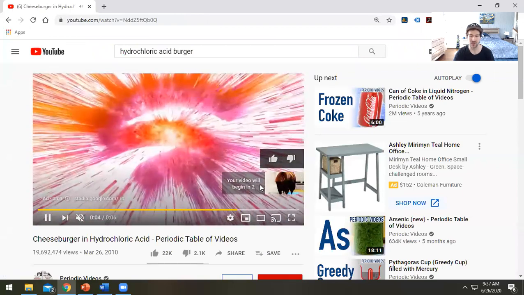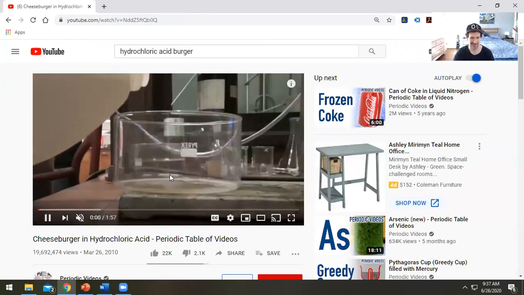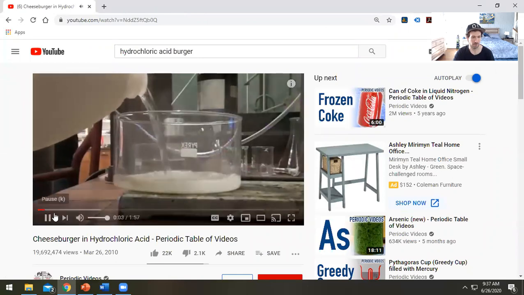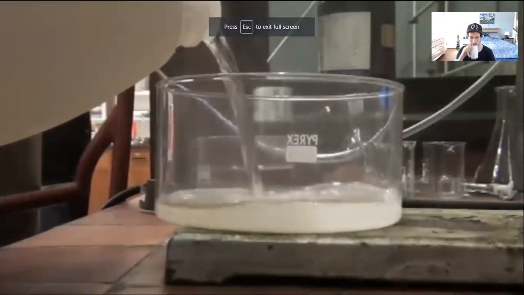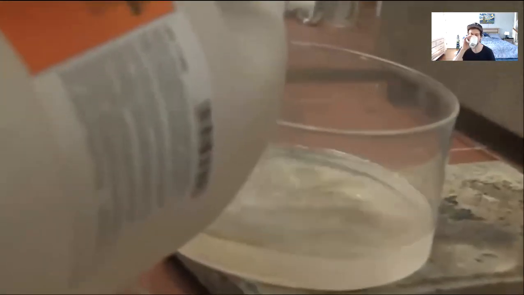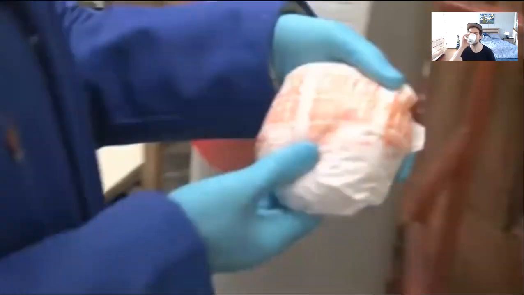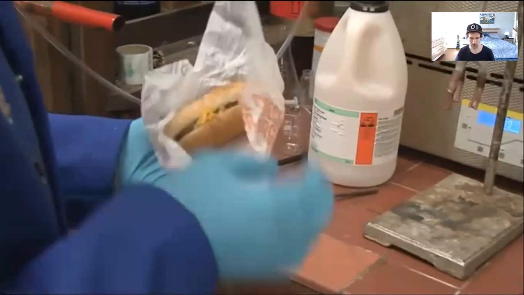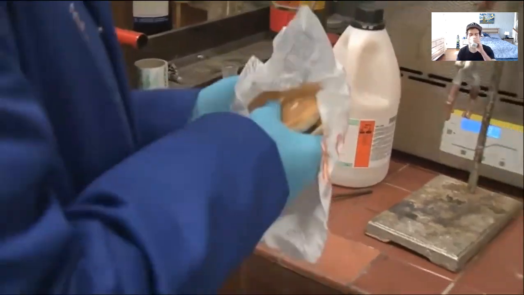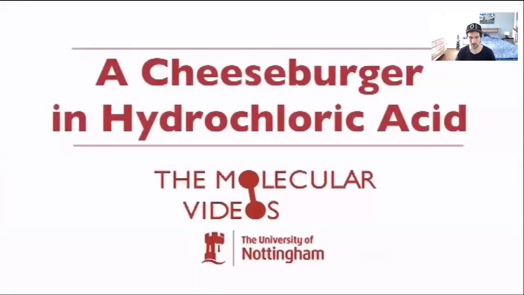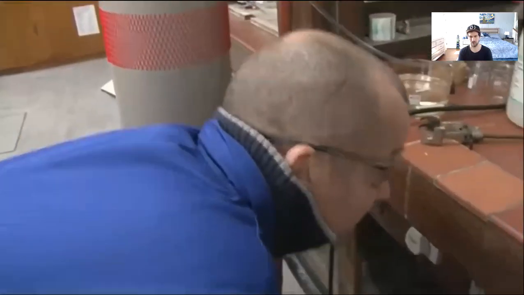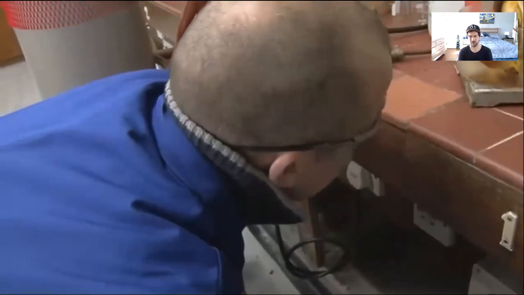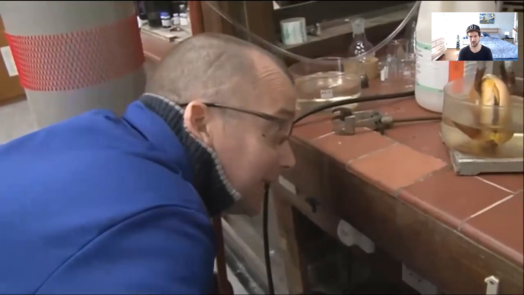Here we go. Good old McDonald's cheeseburger. Still warm. It's tempting to eat it. Okay, so we're going to leave our burger to digest for a while in the acid. Come back later and see what's happened.